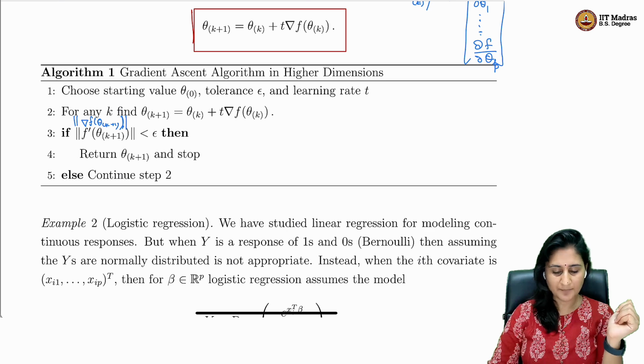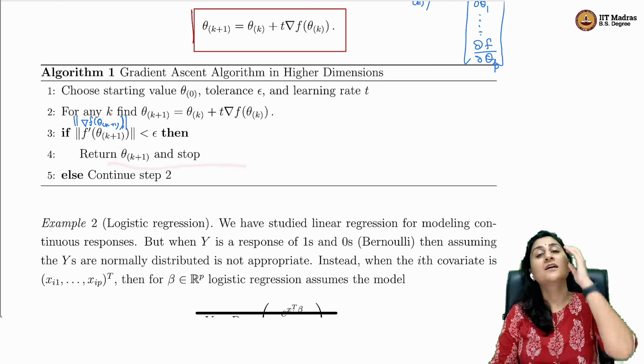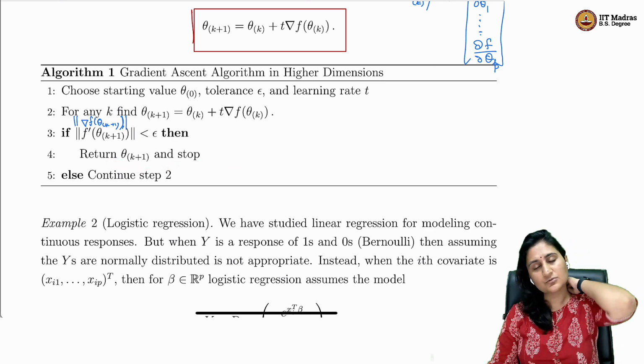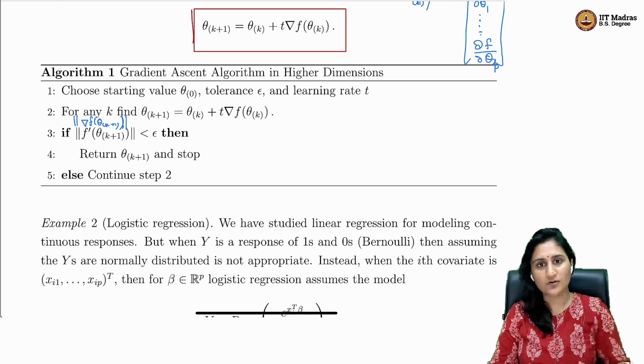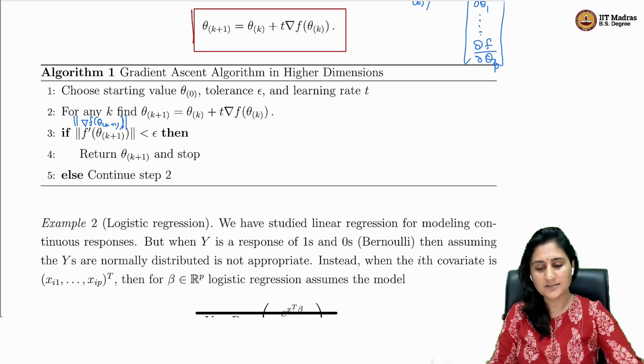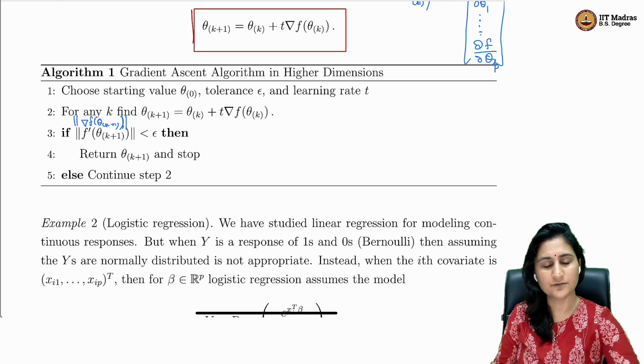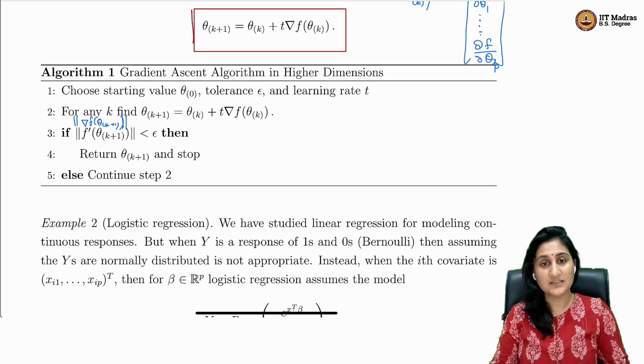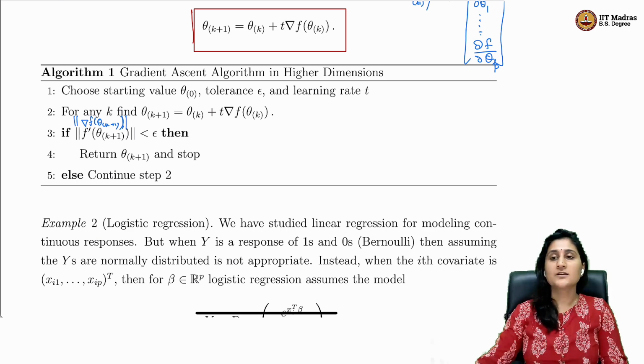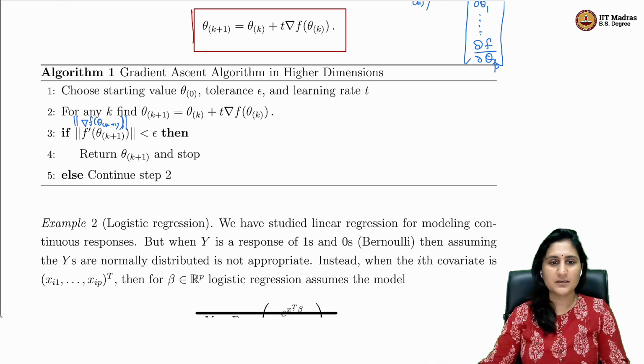And then when that happens, I return theta k plus 1. Again, there is no guarantee that we are going to converge to a global maxima if we have a non-concave objective function. But nonetheless, we will be certain that we're going to converge to a local maxima when t is chosen appropriately. Okay, this is what it looks like in higher dimensions, in p dimensions.